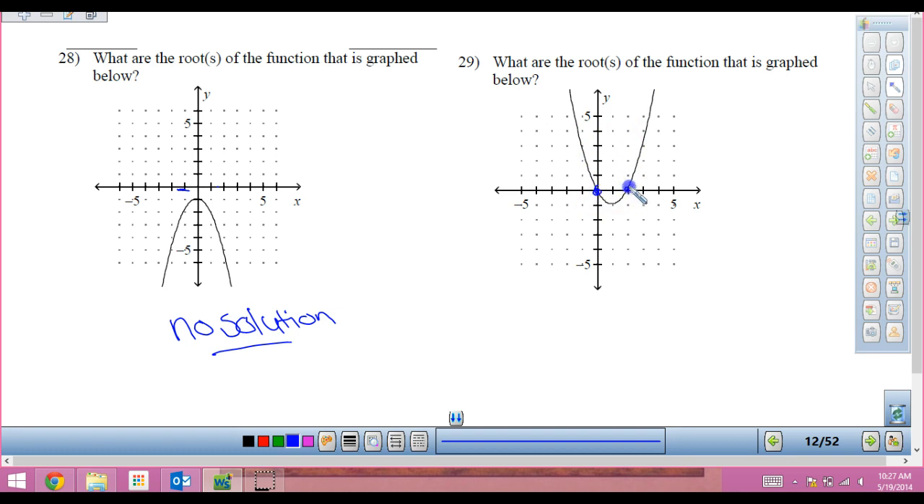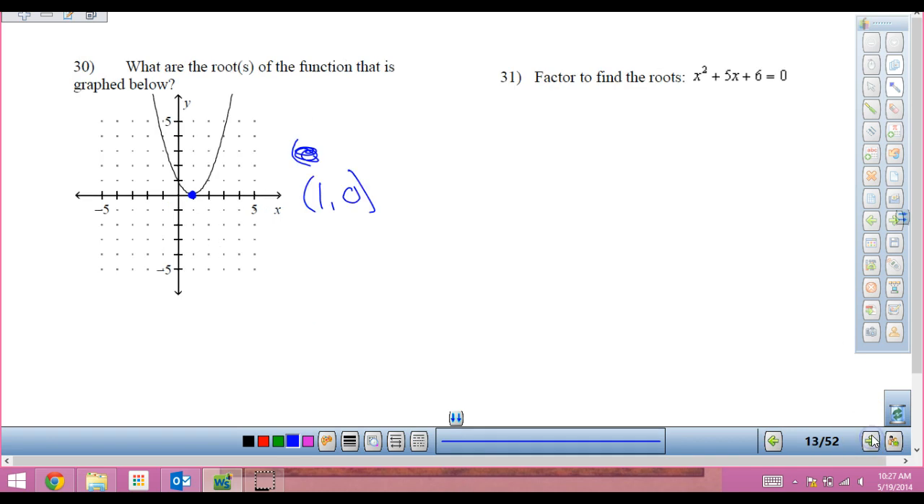Right here and right here. So we are going with 0, 0 as my first root. My second root is going to be 2, 0. Alright, so now that makes more sense that that's 1, 0.